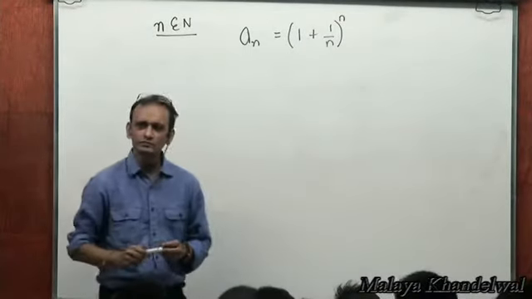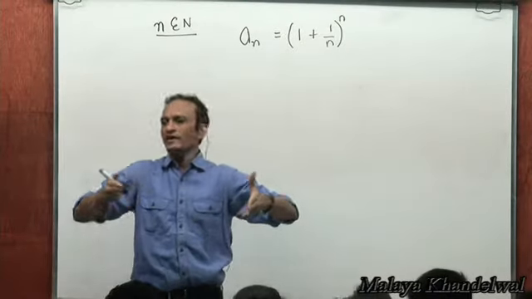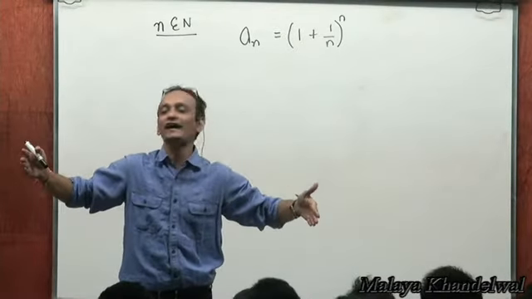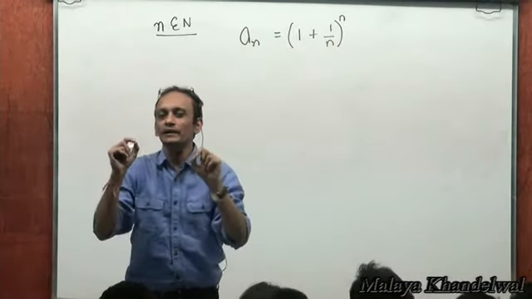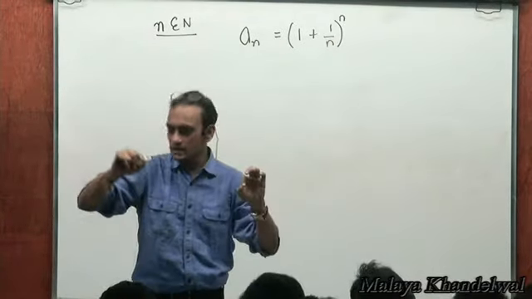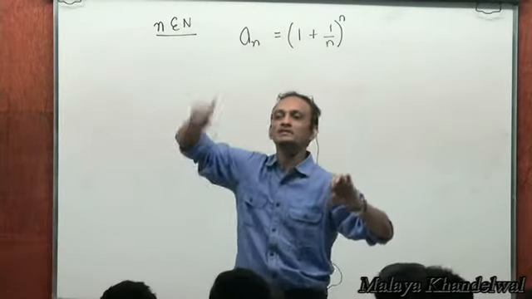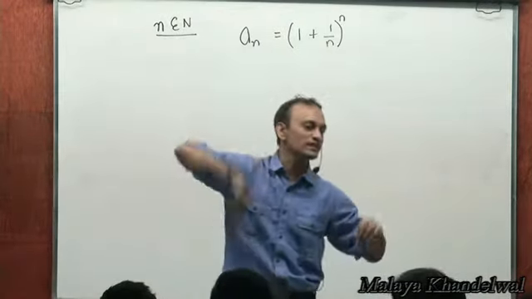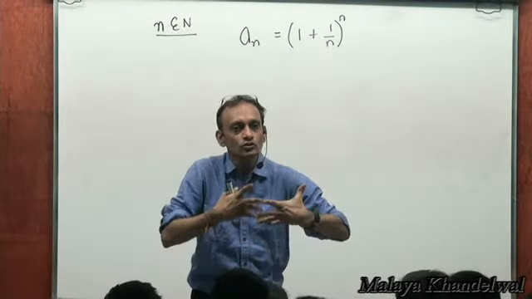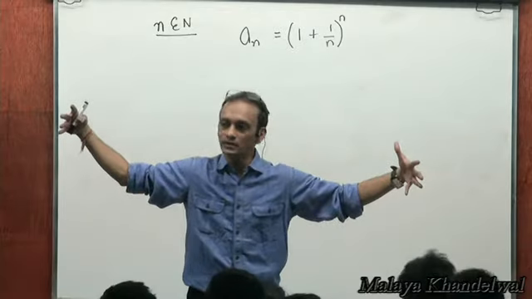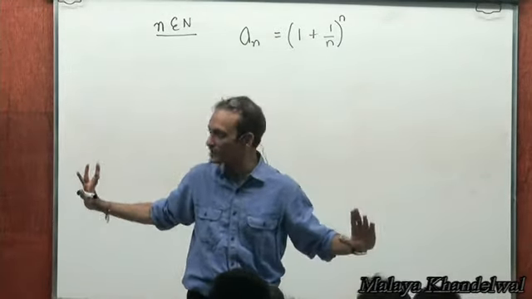Now, n is a natural number. If I expand this binomially, how many terms will I have? n plus 1 terms, right? And 1 plus x power n, like I told you in raw form, is 1 plus nx plus n into n minus 1 by 2 factorial x squared plus n into n minus 1 into n minus 2 by 3 factorial x cube up to n plus 1 terms, right? So let me expand this 1 plus 1 by n whole to power n in the raw format.